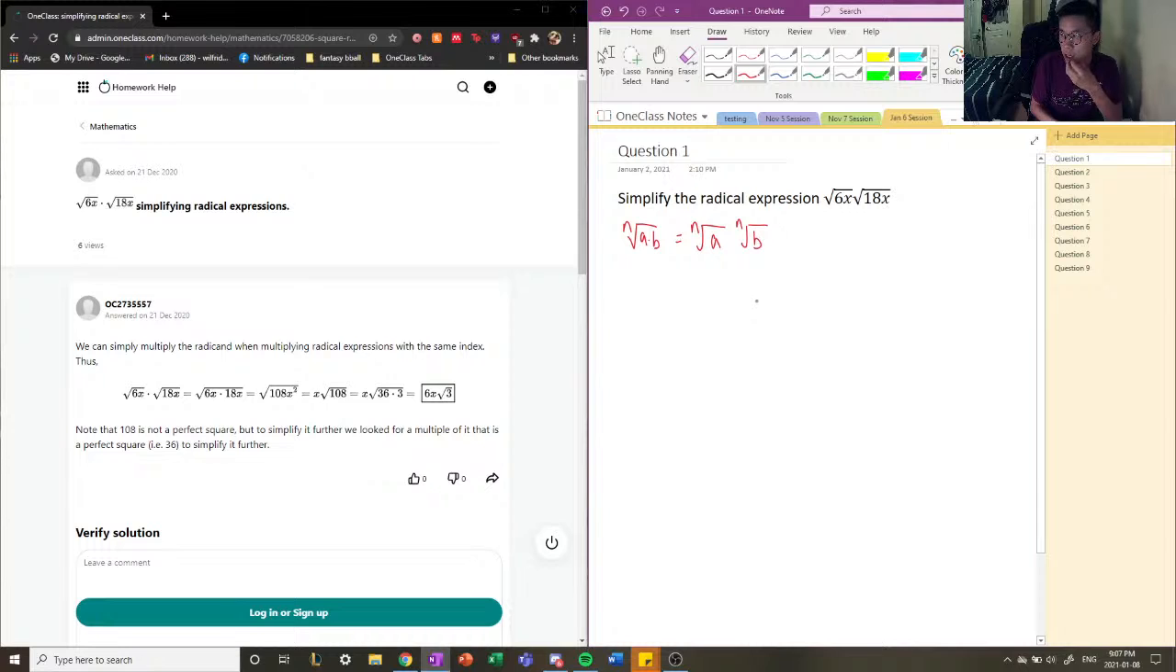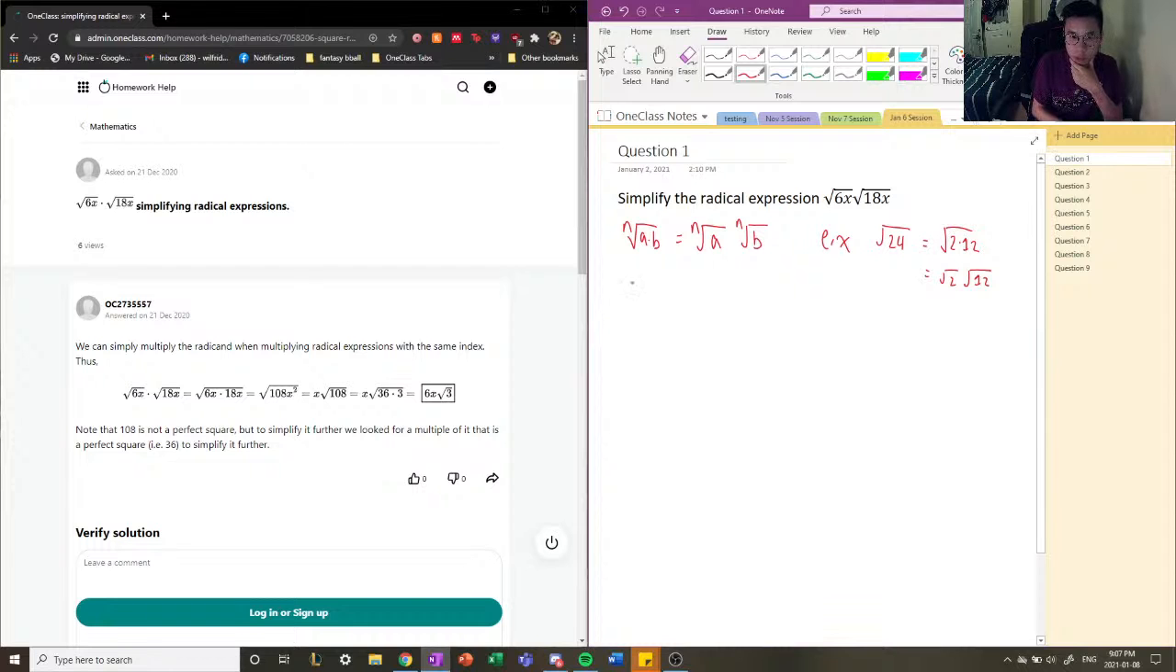This is a very useful property because in certain cases, for example, the square root of 24, you can simplify this by saying the root of 2 times 12, and then we can write this as the root of 2 times the root of 12. So this is a very interesting principle, and it can be used to simplify a lot of different radical expressions.